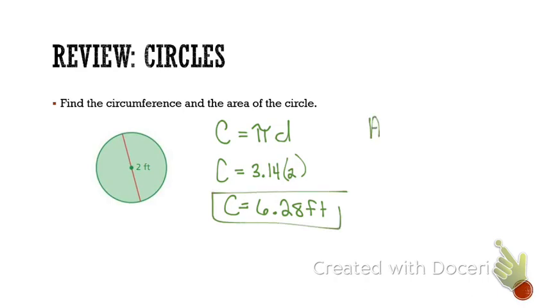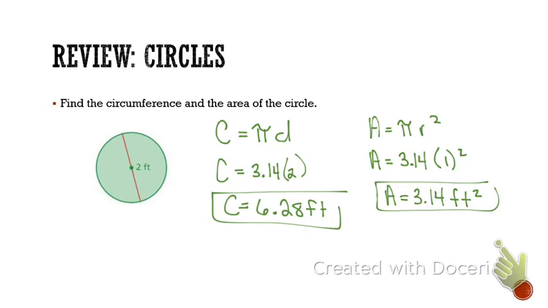My area, pi r squared. So I'm just going to say A equals 3.14. Well, what's my radius? 1. So 1 squared is just 1. So my area is 3.14 feet squared. So circumference and area of a circle. That's exactly what it's going to be on your test as well.